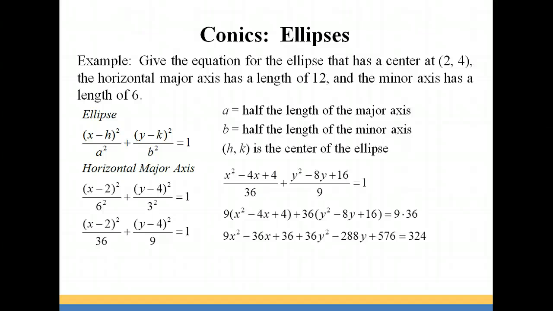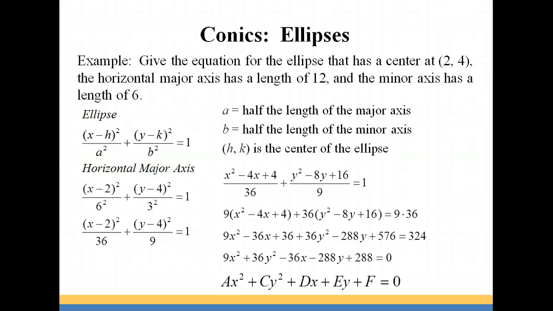So all I did here was distribute the 9 and the 36. And then I brought all the constants together and set it equal to 0. So we have this equation in standard form where A is 9, C is 36, D is negative 36, E is negative 288, and F is positive 288. Notice that A and C are not equal, but they do have the same sign. So if their product is always positive, then you know that that equation is going to represent an ellipse.